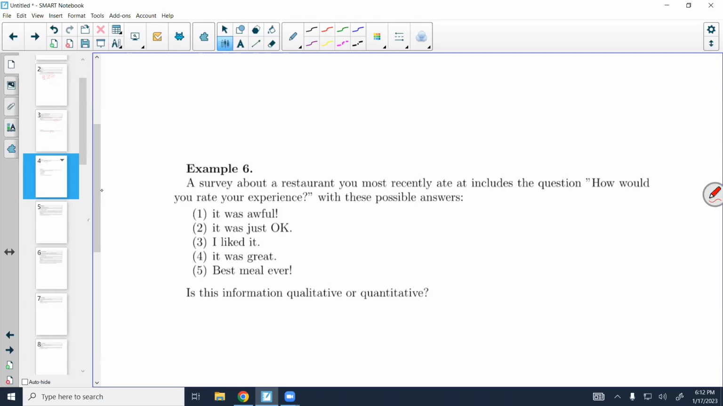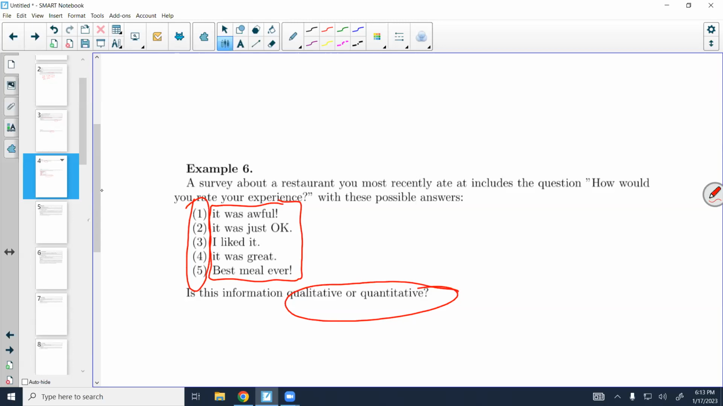So who says quantitative? Who says qualitative? You're all right. Just think about it. It's qualitative if we use this part, right? And it's quantitative if we use that part. We can calculate the average rating 1 to 5, but we can't calculate the average. What's the average between it was awful and it was just okay? Sort of kind of awfully okay or something like that. So this one is technically both, depending on how you look at it.